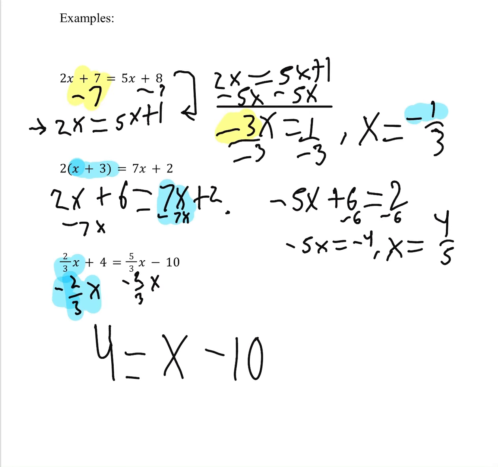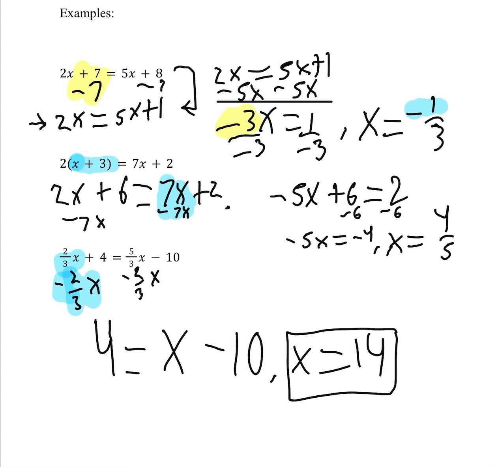So x minus 10. And then if I add 10 to both sides, I'll get x equals a number. So x equals 14. So with linear equations, you really just want to have x equaling a number, and you want to manipulate the equation in a way that you're getting x's on one side of the equation, and then that'll equal a number.